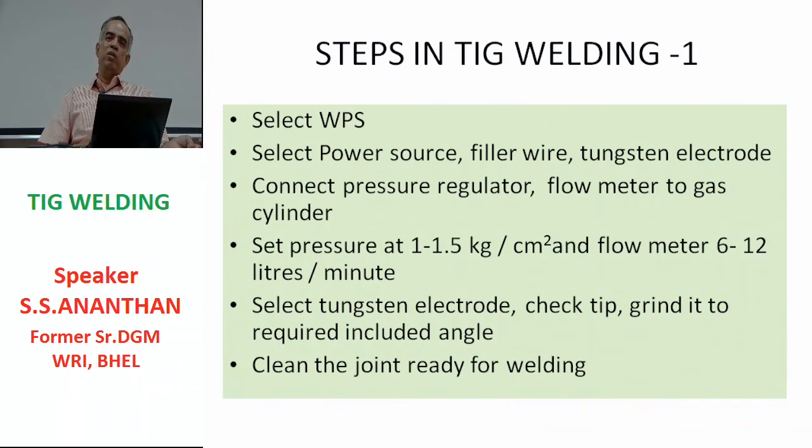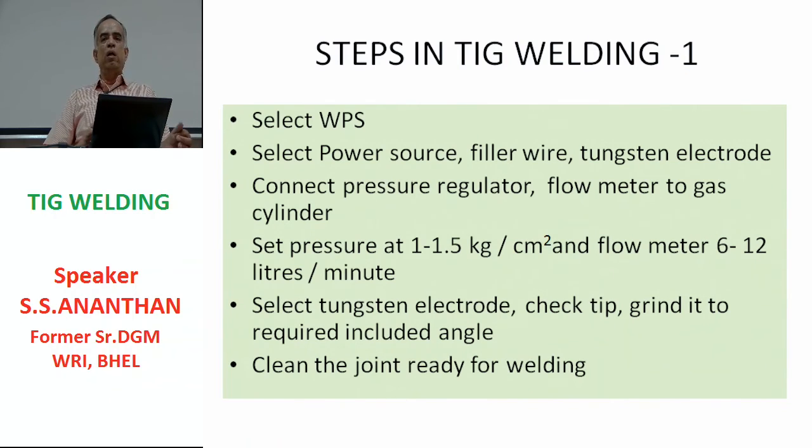Usually only a limited choice is available with reference to the gas, because the variety will not be available so much. Either it can be argon or helium or a mixture. So you connect a pressure regulator and gas flow meter to the torch, set the pressure to 1 to 2 kg per centimeter square as per the requirement, and the flow meter flow will normally be 6 to 12 liters or 14 liters per minute. Then you select a tungsten electrode, the diameter being selected based on the current which is required, and then check the tip and grind it to the required shape, again as per the procedures in the company.